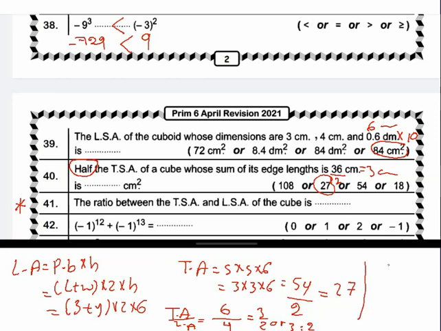If I give you the opposite, lateral area over total area, how many sides in lateral? 4. How many sides in total? 6. 4 divided by 6 will be 2 to 3, or 2 over 3. By putting them in your calculator, it will be 0.